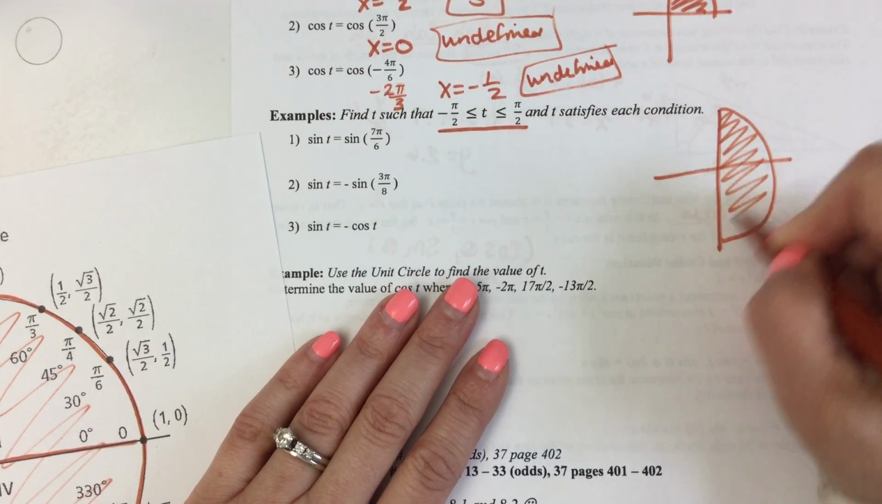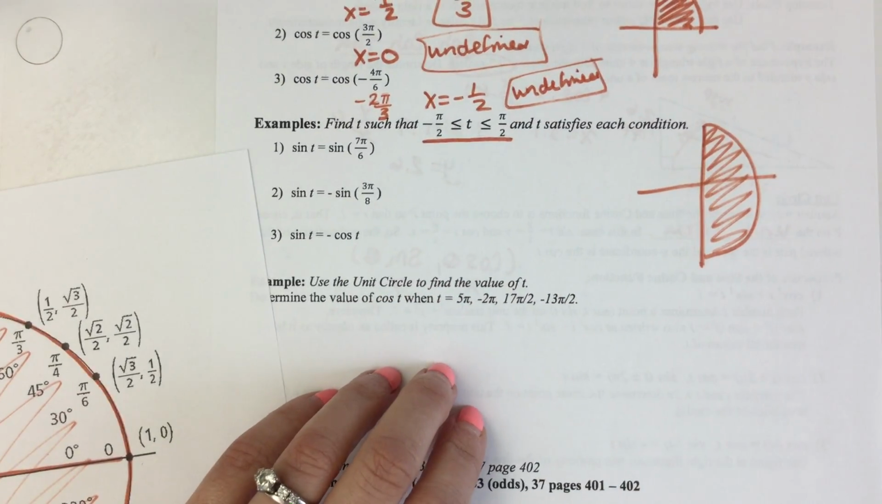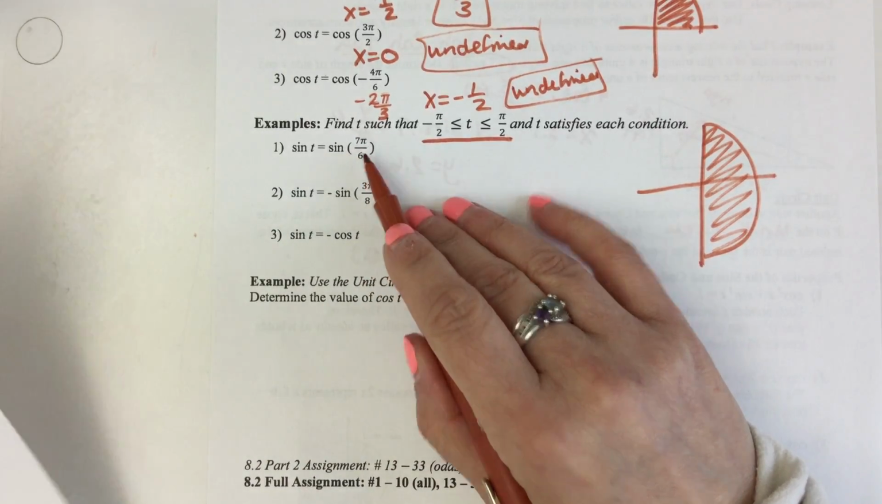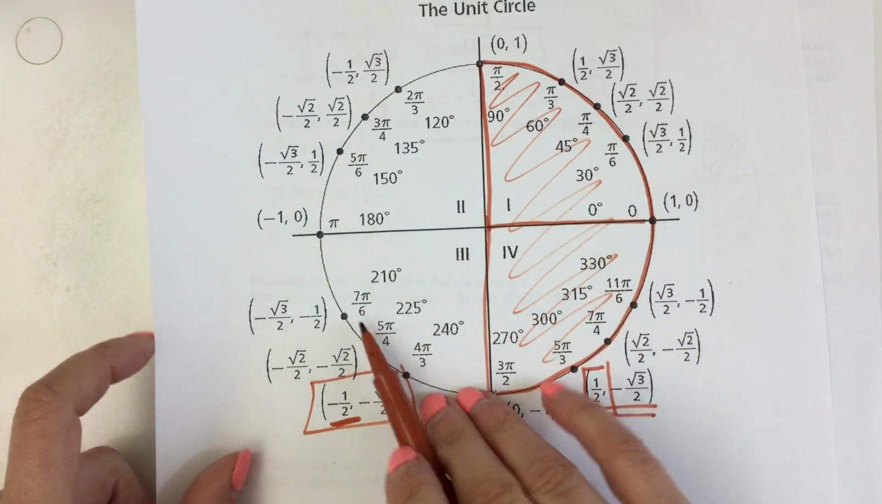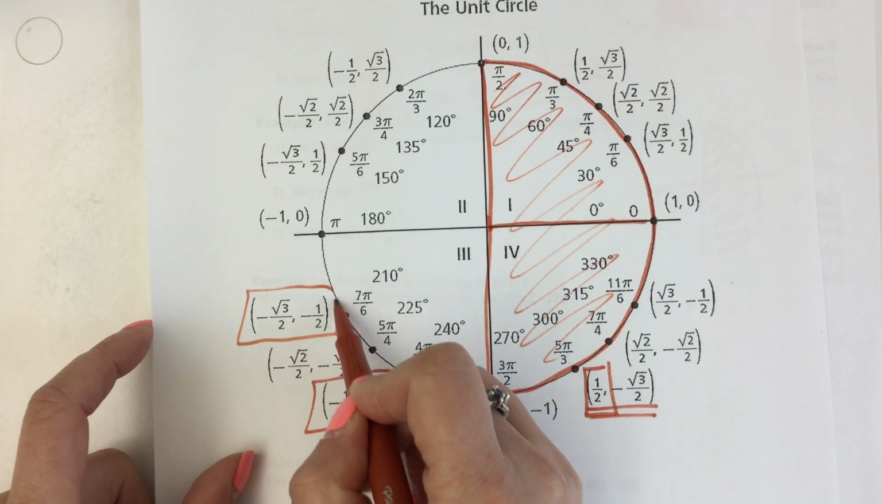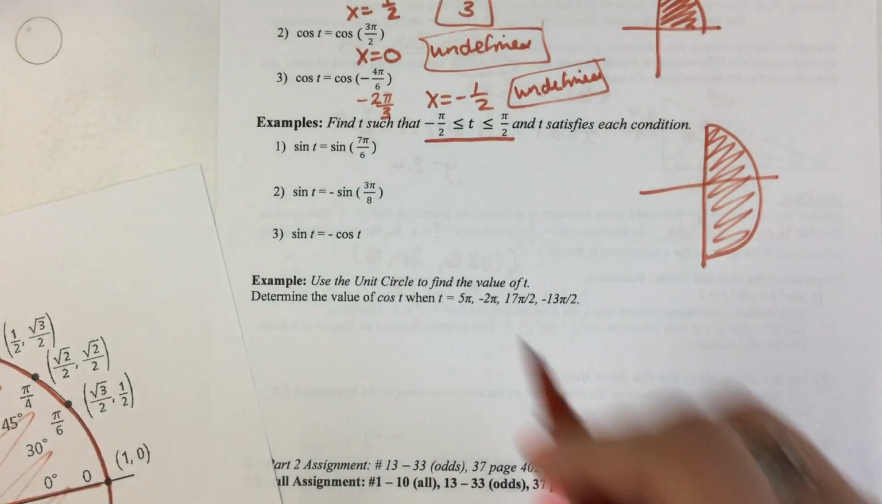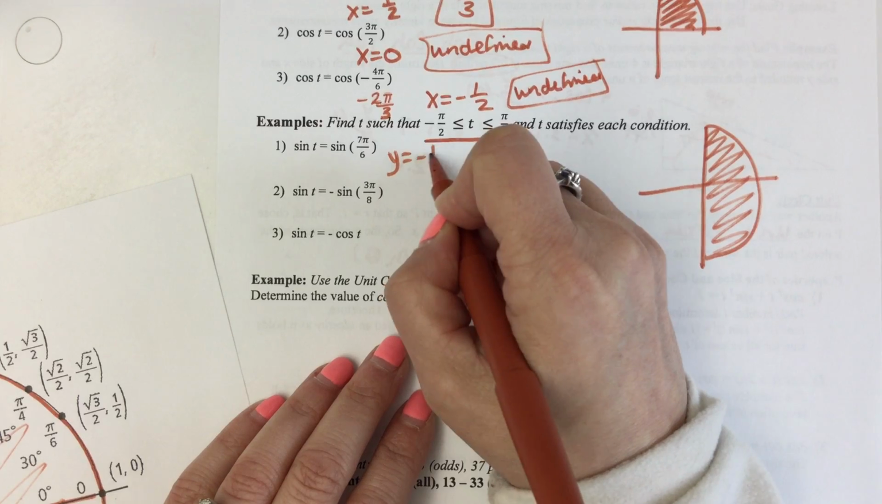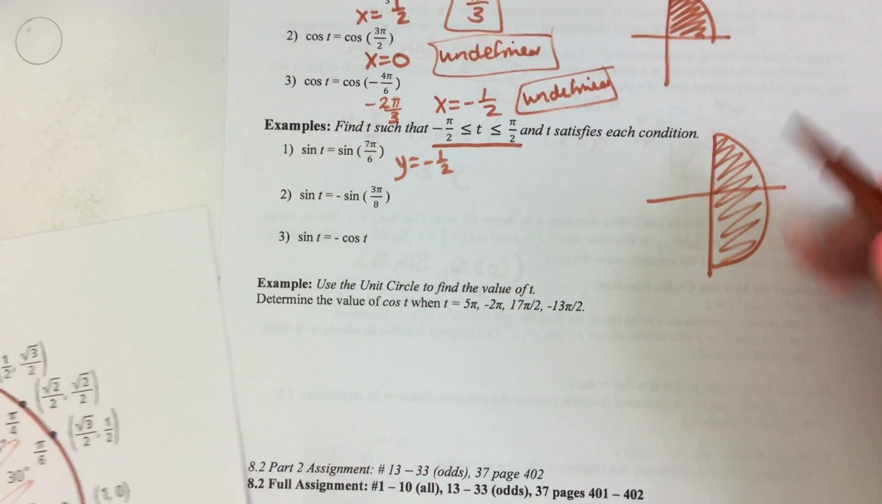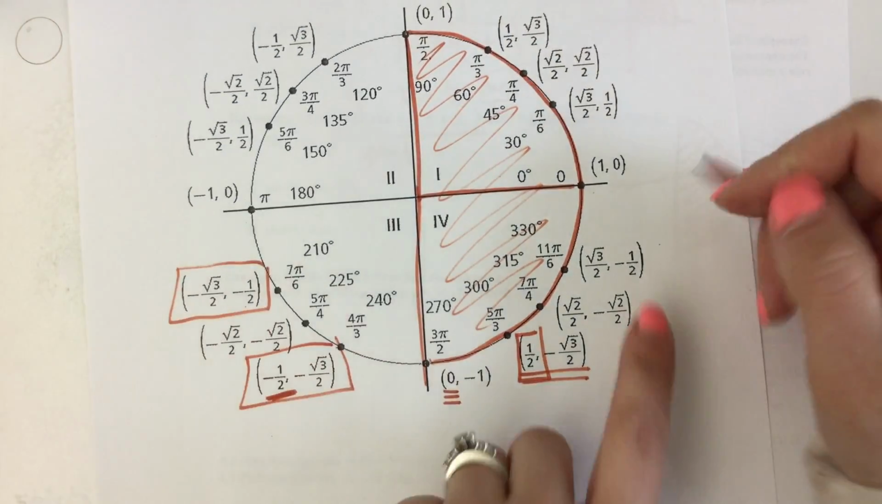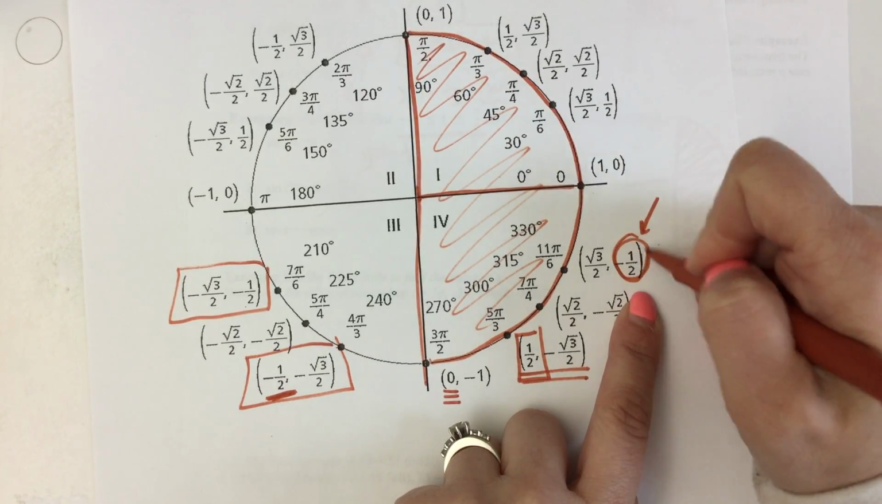Now, you have to remember that the sine is the y value. So I have to find 7 pi over 6. So 7 pi over 6 is right here. The y value is negative 1/2. So if I look on this half of the unit circle, where is the y a negative 1/2? Well, that's right here.